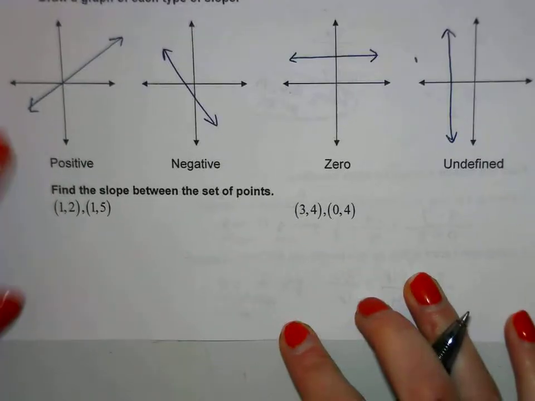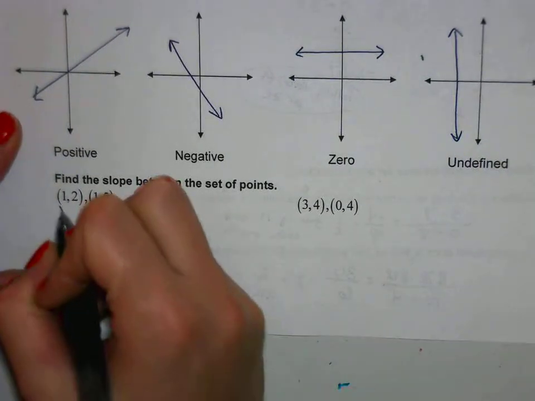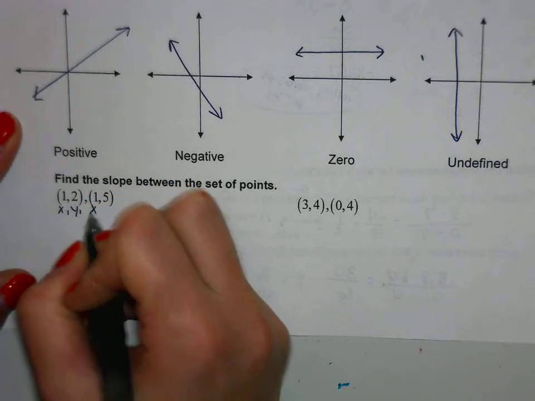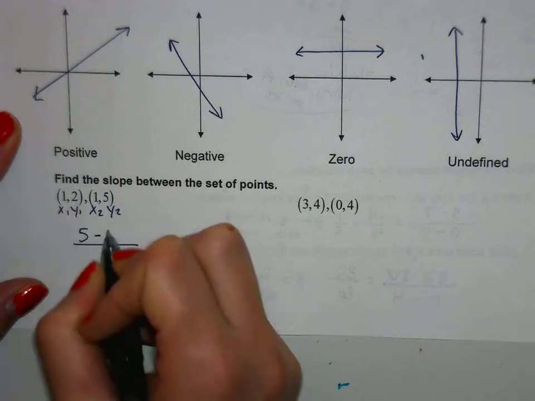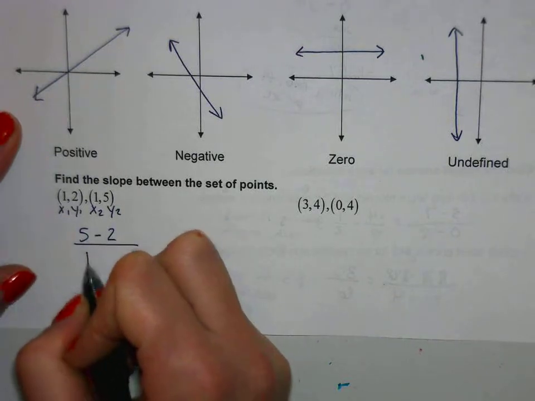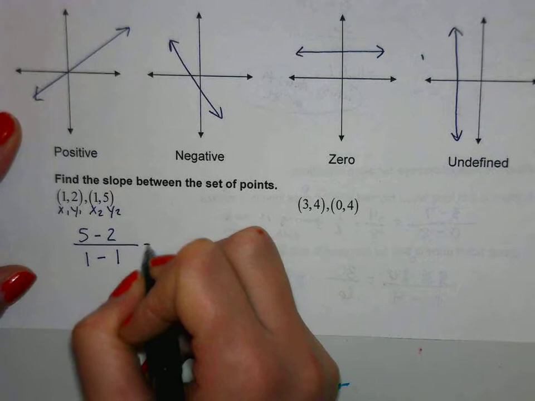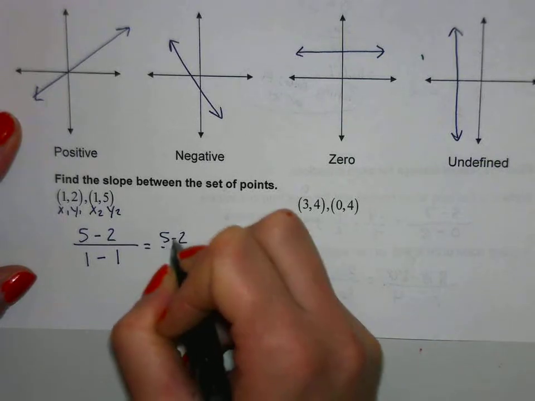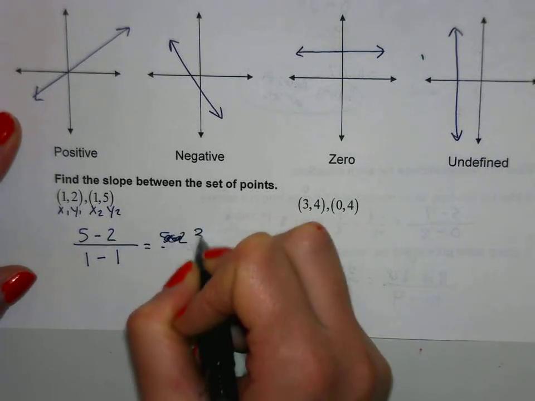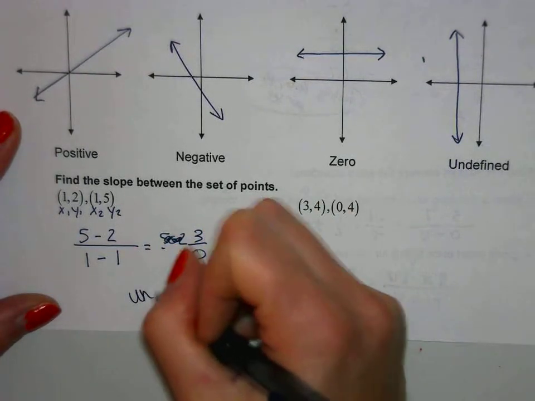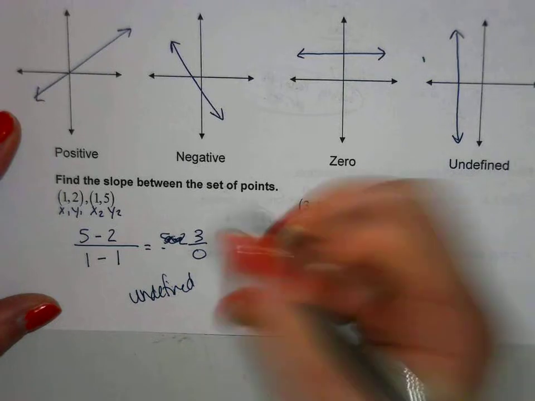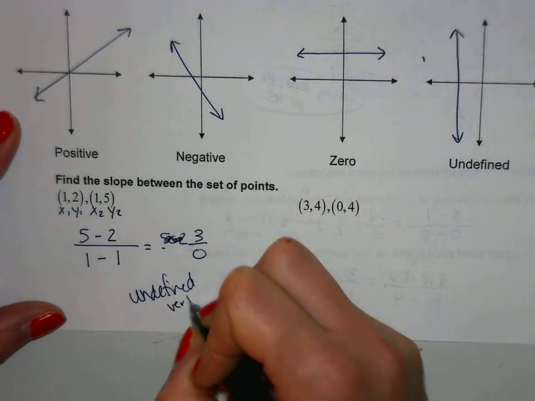Let's find a slope between these 2 points. x1, y1, x2, y2. So y2 is 5 minus y1, which is 2. x2, which is 1, minus x1, which is 1. So 5 minus 2 is 3 divided by 0. And since we can't divide by 0, this is an undefined slope, which means it's vertical.